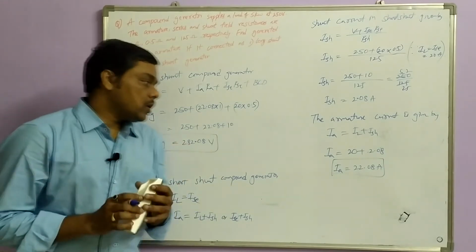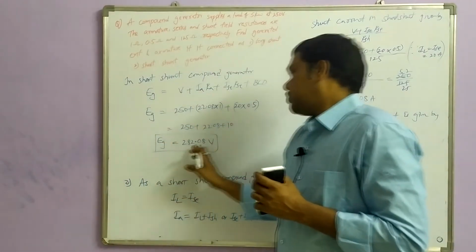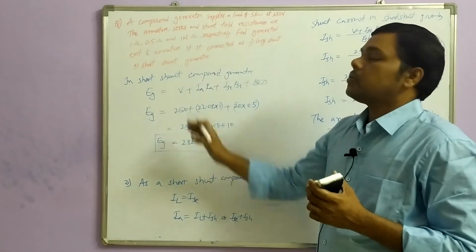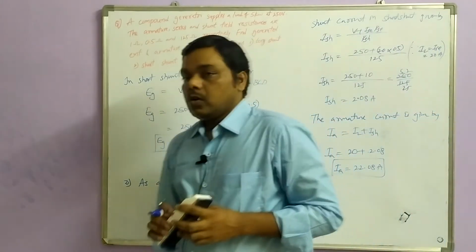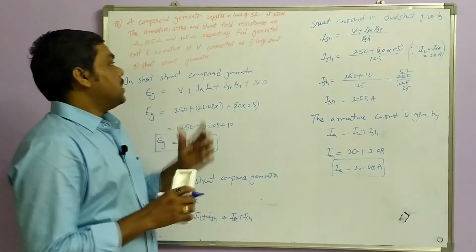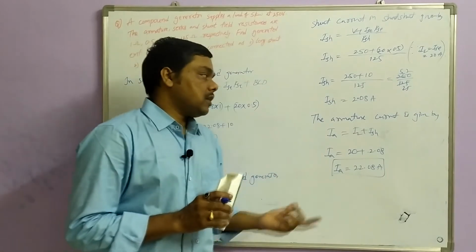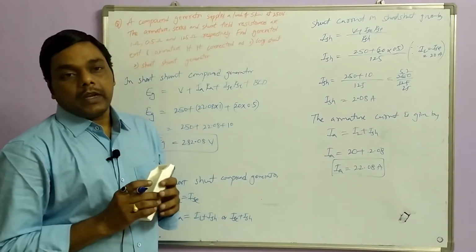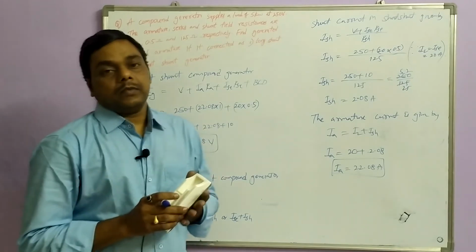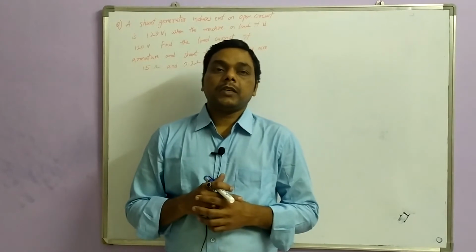Now since the load current is the same and the generated EMF is also the same, and we are also not changing the shunt field current, for both long and short shunt generators the EMF remains the same until you change the excitation as well as load currents. Now we will see one more problem on the DC shunt generator.